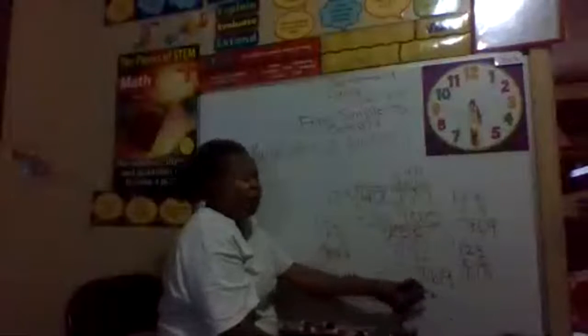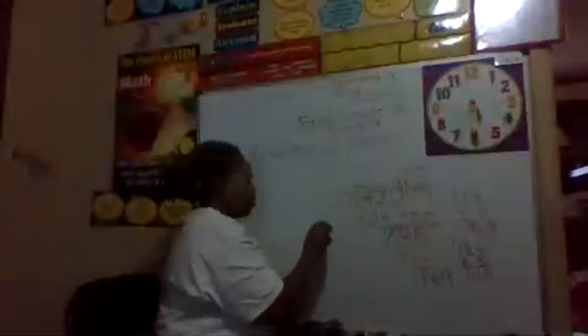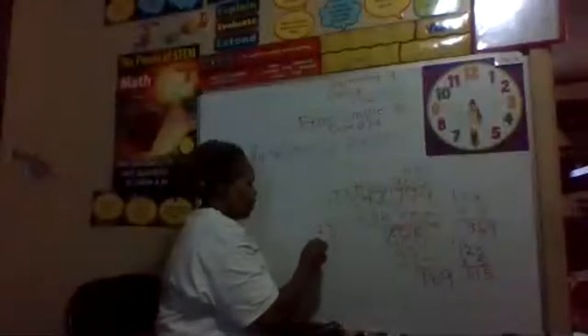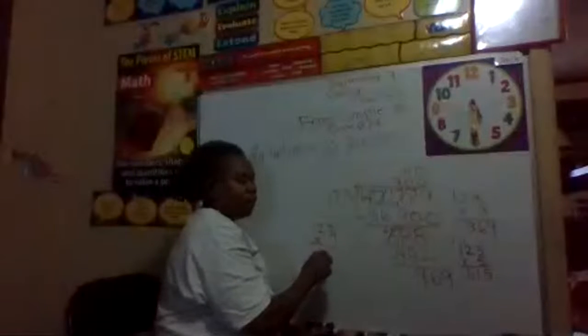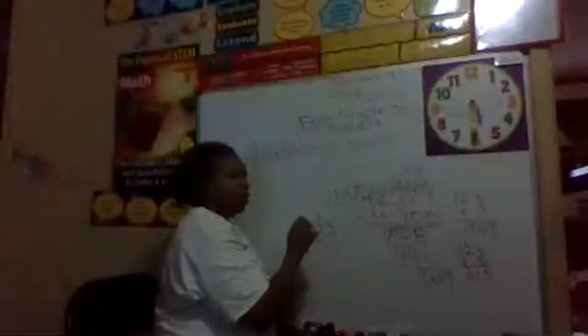So guess what? It's too much. So let's go down a number. Let's try 7. 123 times 7. 7 times 3 is 21. 2 times 7 is 14 plus 2.